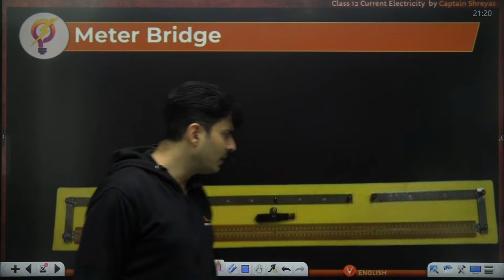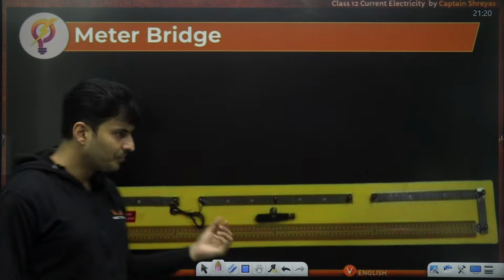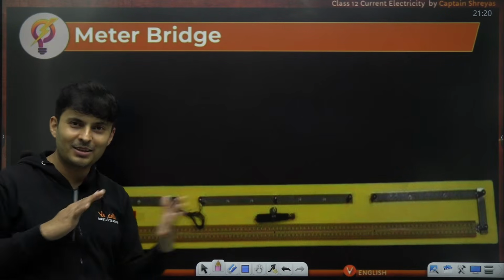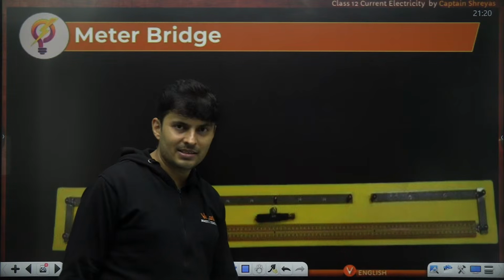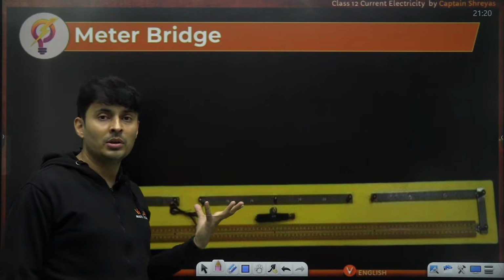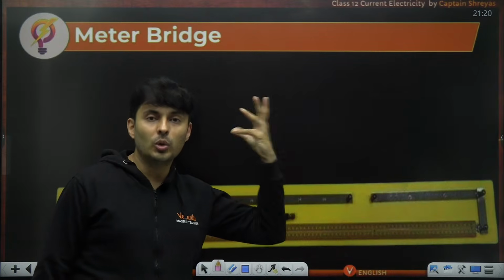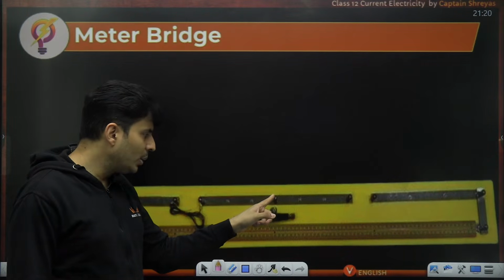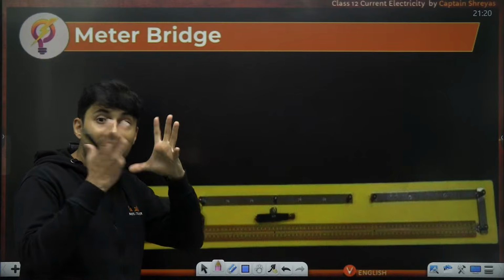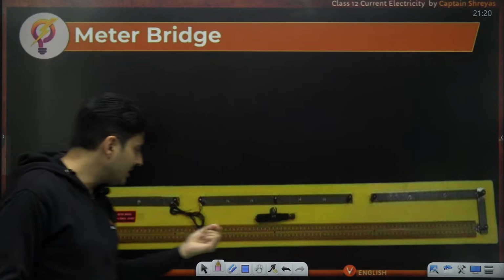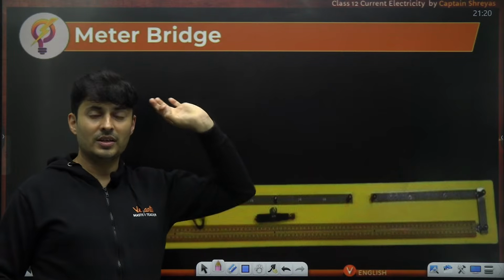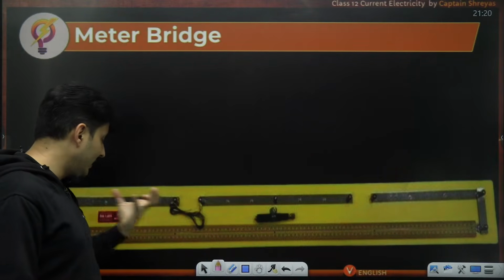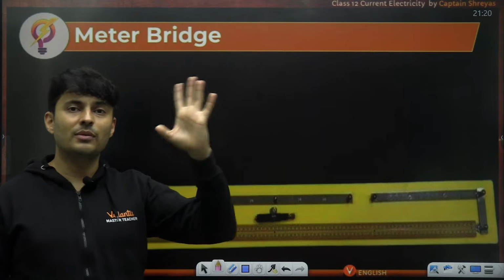So these are some plates in between. This is called as a bridge. Yeah, bridge means you connect things. So in these gaps, you place the resistances. In one side you place the unknown, the other side you place the known resistance. And from between them, you connect a galvanometer and you touch it at different points on the scale. And when the galvanometer shows 0, that's when you record that length and use it for determining the unknown resistance.